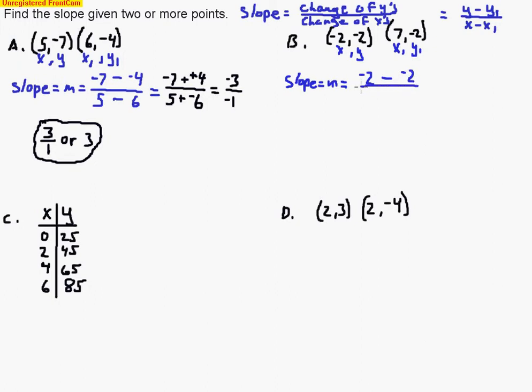Down below, we go with the x values. Now again, I have to start with this one because I started with this point. So -2 minus 7. We get to change this to an addition problem. We'll do that by rewriting it as negative 2 plus positive 2. And then down below, we've got negative 2 plus negative 7.